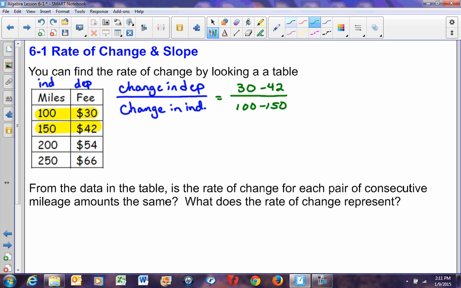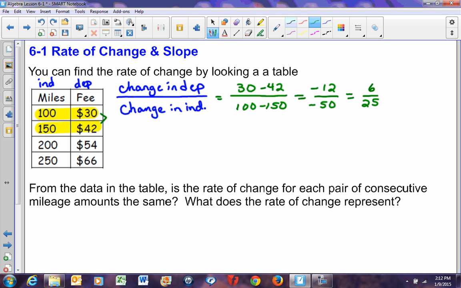I could do it the other way around. I could do 42 minus 30 over 150 minus 100. I would get the exact same answer. Here, if I take 30 minus 42, I get negative 12. And 100 minus 150, I get negative 50. And a negative divided by a negative is a positive. I can divide both of these by 2, and I get 6/25. If I did it the other way around, I would have 12 over positive 50, which still reduces to 6/25. That is the rate of change for these two numbers.